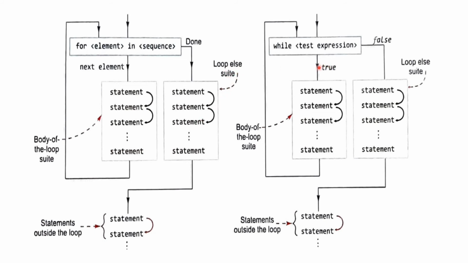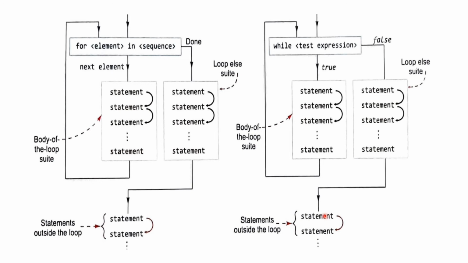In while also this is available, that when the test condition is true, it will keep on executing this set of statements one after another, and when this test condition becomes false, it will not execute this part, but it will come here and execute the else suite, and after that control will go outside the loop.